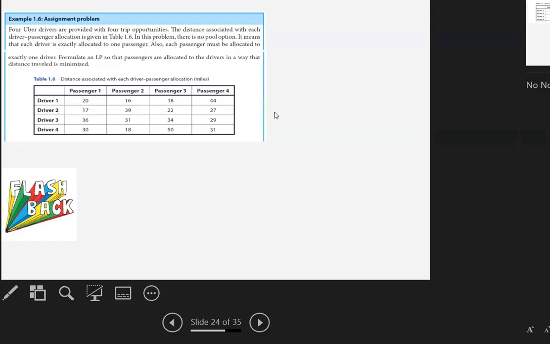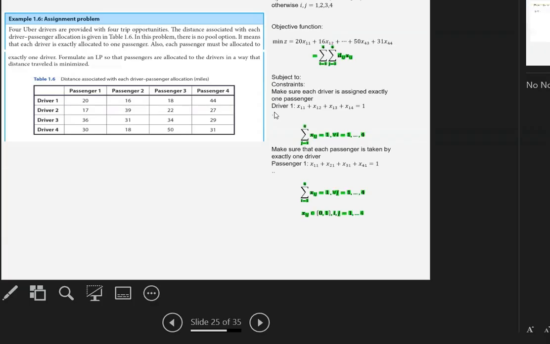How do you think this is similar to the transportation problem? What do you think? We also modeled it like that. We had one set of constraints for passengers, one set of constraints for suppliers. How do you think this is similar to transportation problem? Anyone?